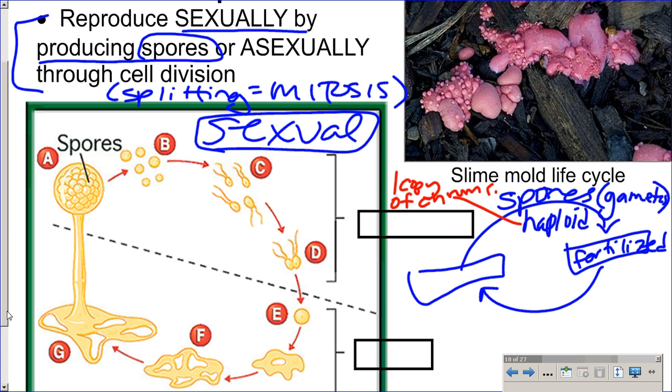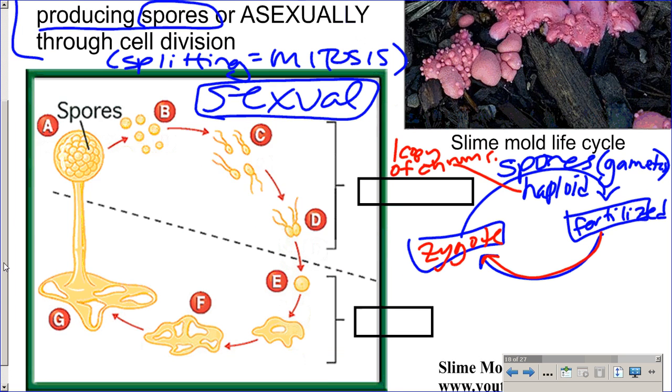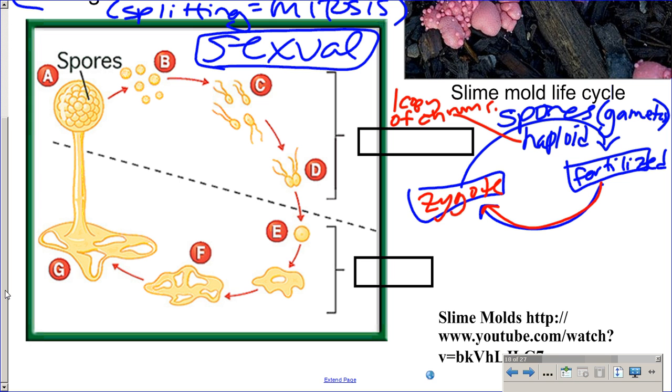The two sex cells come together in fertilization, right? And then once they're fertilized, they go and make a zygote. Okay, and that zygote's just going to go and make another organism. There's not much else after that.